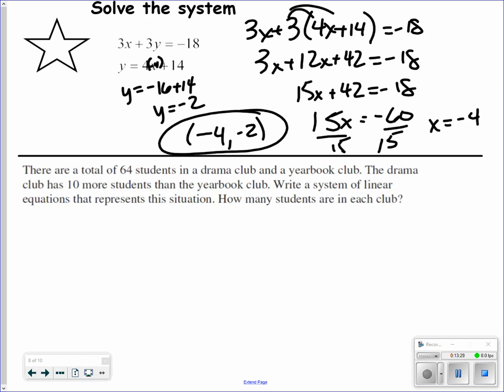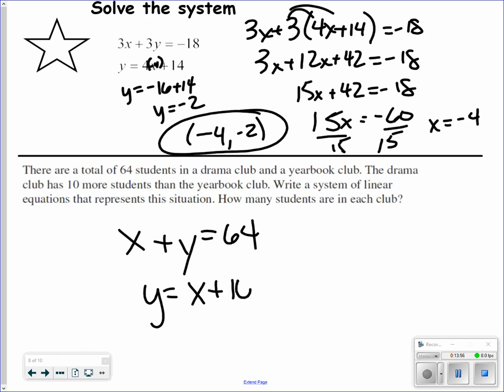Now for the word problem. There's a total of 64 students in the drama club and yearbook club. The drama club has 10 more students than the yearbook club. Write the system. So the amount of people in the drama club plus the amount of people in the yearbook club adds up to 64 total people. The drama club has 10 more students than the yearbook. So yearbook would equal drama plus 10.